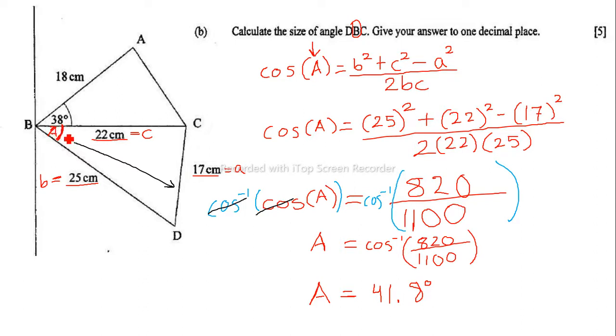So this right now, angle. Therefore, we have to write this down. Therefore, we have to write this back now. Therefore, angle DBC equals 41.8.